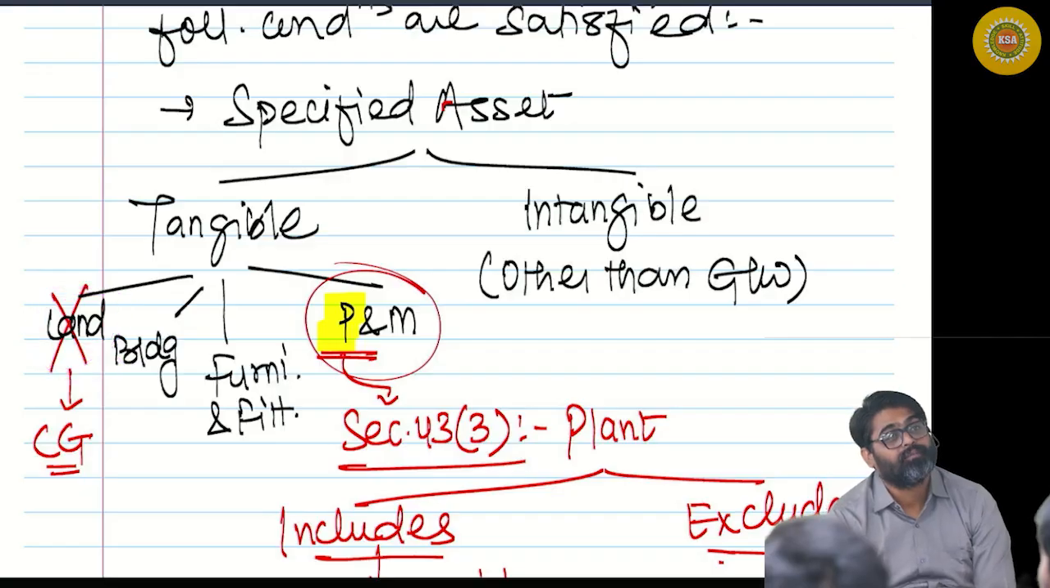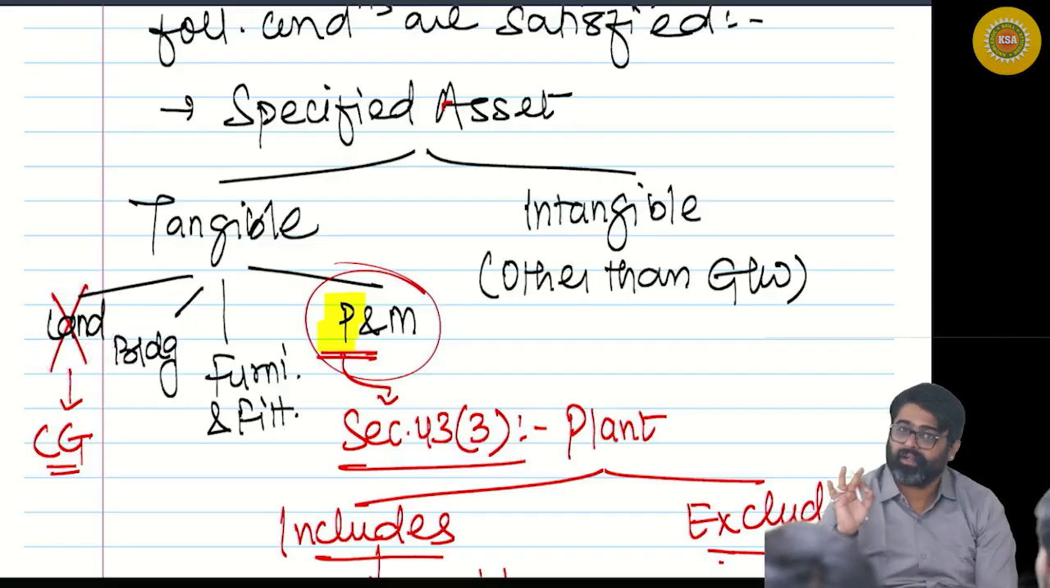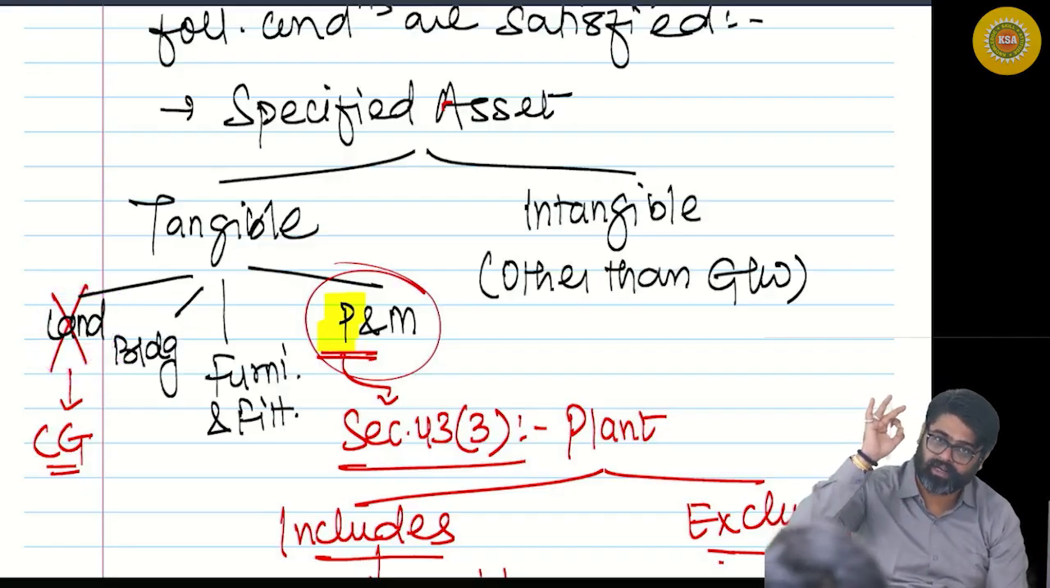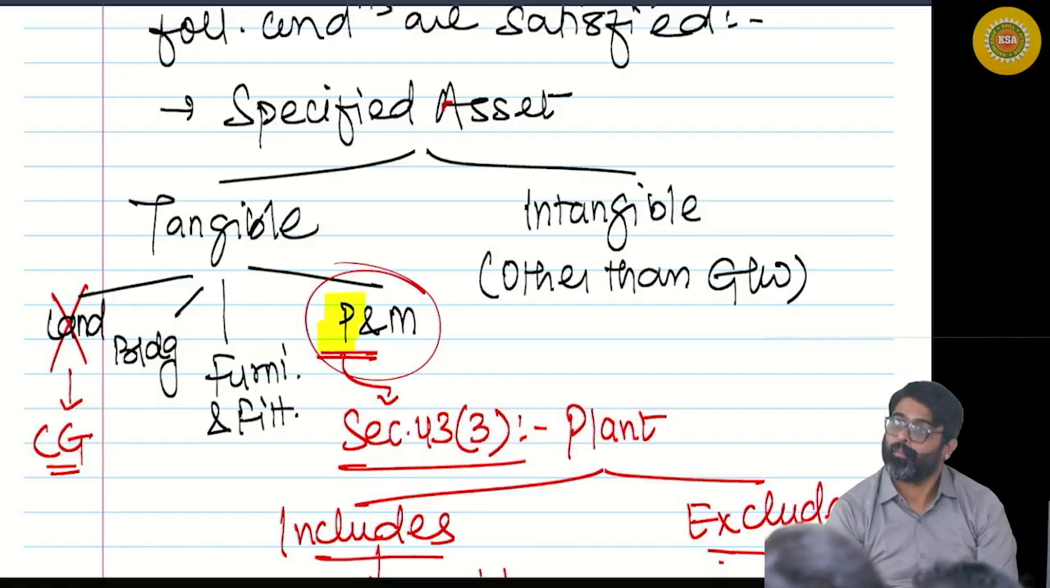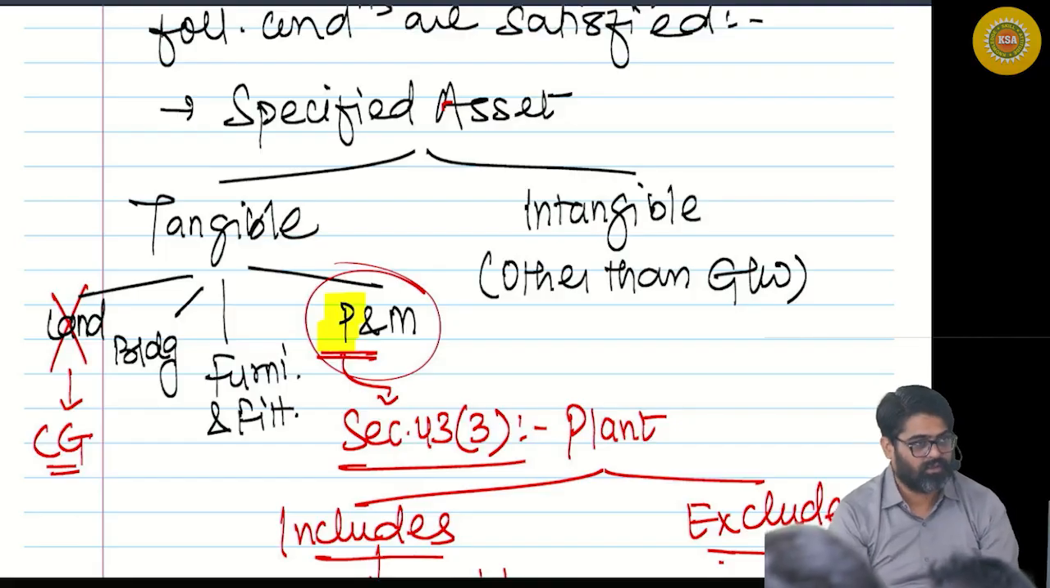What did I say? Every other tangible asset, other than land, used for the purpose of business or profession will be considered under the head PGBP. Its cost will be allowed under the head PGBP in the form of depreciation.